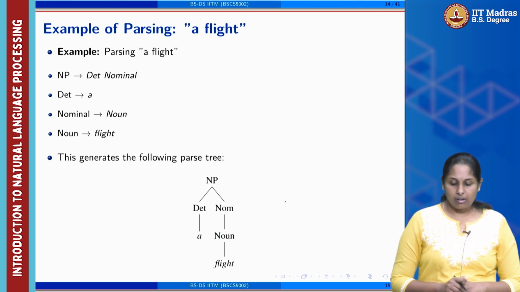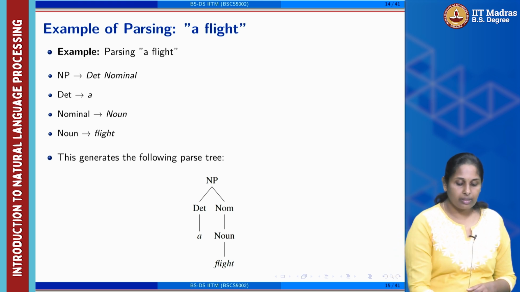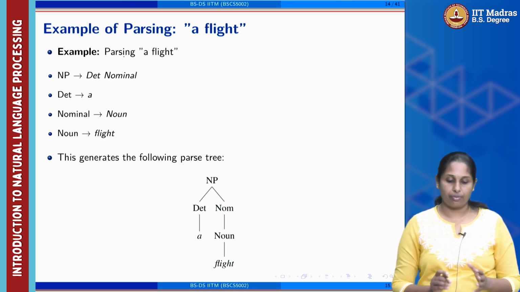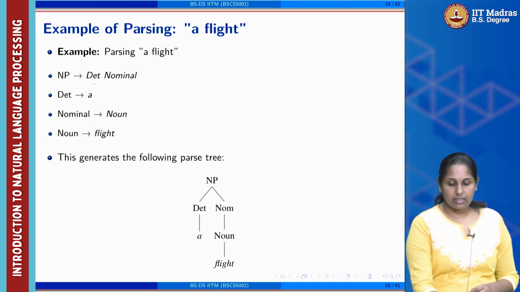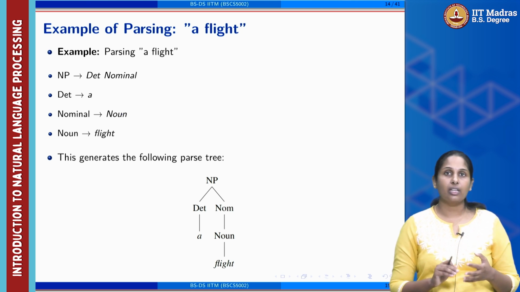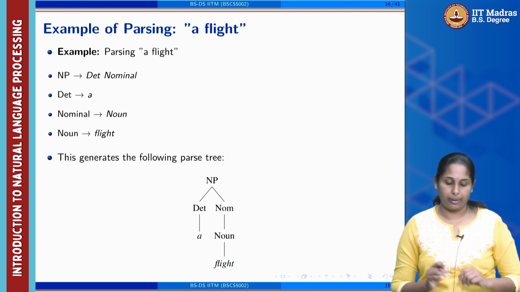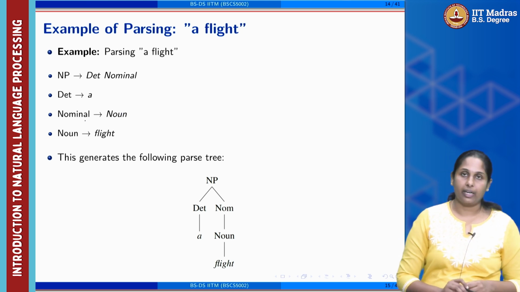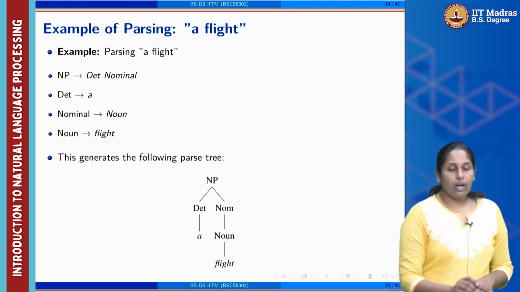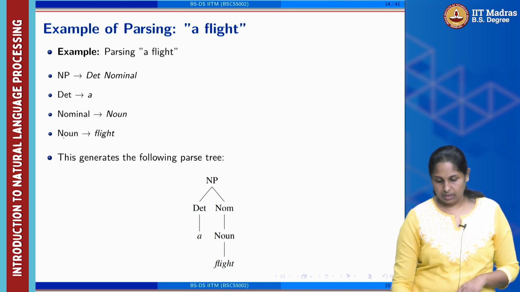For example, when you have something like 'a flight', it can be derived from rules like NP, which has a determiner and a nominal. Determiner is nothing but 'a', and the nominal form here is a noun. Nominal can be a noun, pronoun, or any other nominal phrase which can be substituted in the place of an NP under the nominal category. The noun is nothing but 'flight'. So this generates the following parse tree for us.